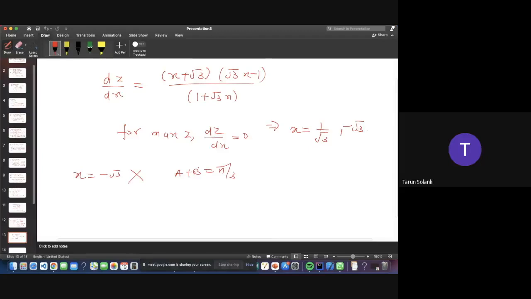That can be easily checked, like d squared z by dx square is less than 0. So for x is equal to 1 by root 3, z is the maximum value, right? So tan a is equal to 1 by root 3, or a is equal to pi by 6. So the value of z is equal to 1 by 3.